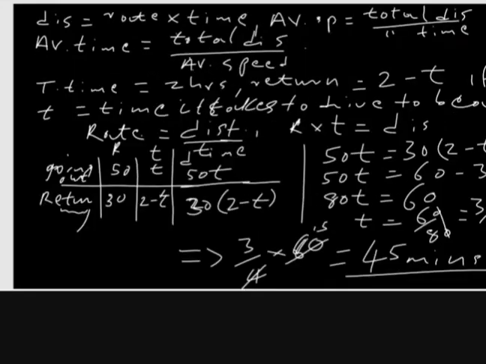So now the return is 2 hours minus 45 minutes, which is 1 hour 15 minutes. That's if we are asked to get the time it takes him to return from the beach back to his house. What they ask us in the question is to find how many minutes it took him to drive from his home to the beach. This is the going out time.